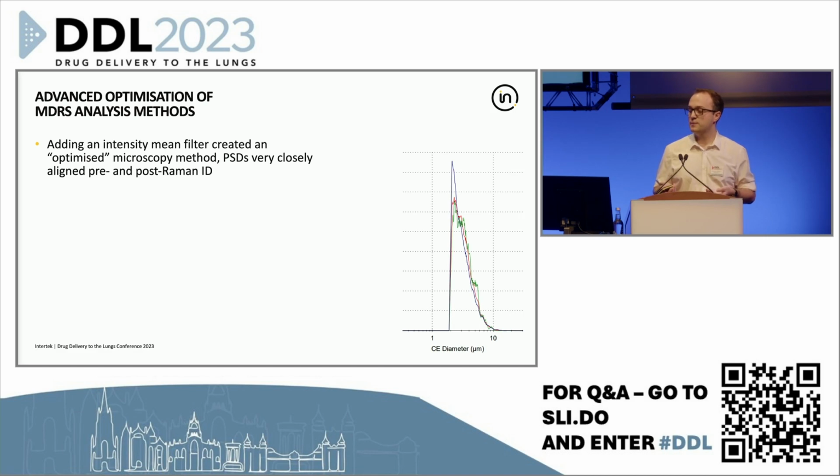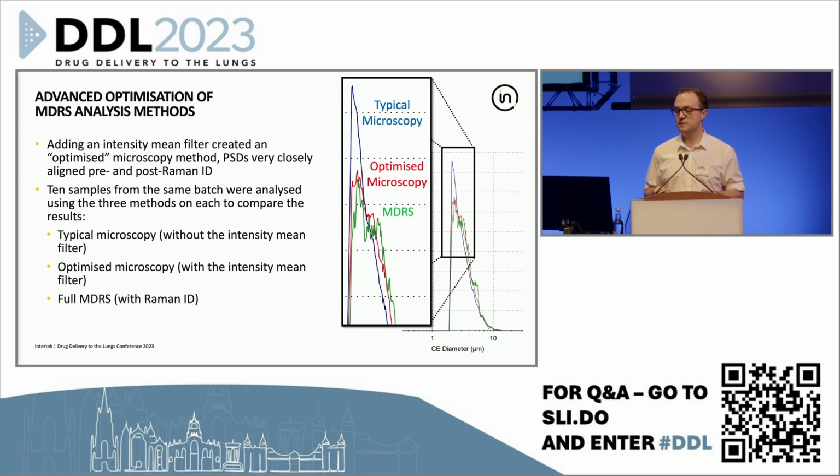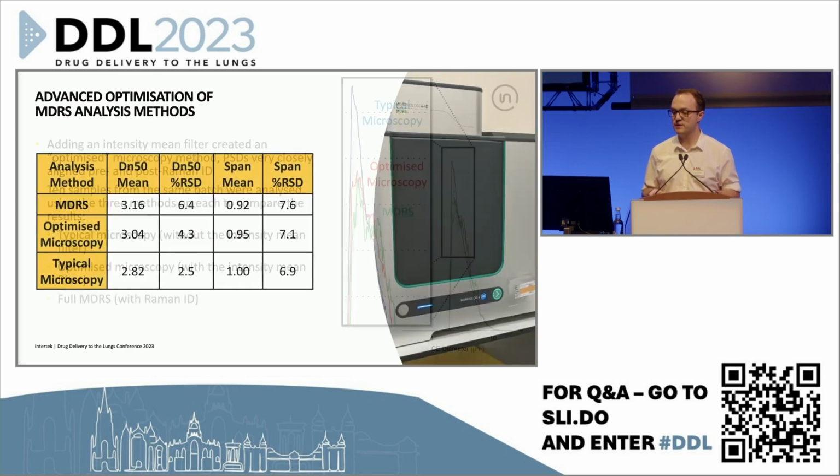And so these are all from the same sample we measure, and we can see that the typical microscopy is the clear outlier compared to the optimized microscopy and the MDRS. Again, it's a subtle difference, and we did have to zoom in, but we will see that it is a relevant difference. And so we took 10 samples from the same batch, and we performed all of these 3 tests on each of the 10 samples to compare the results.